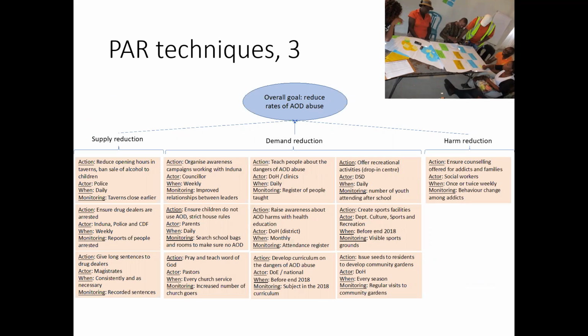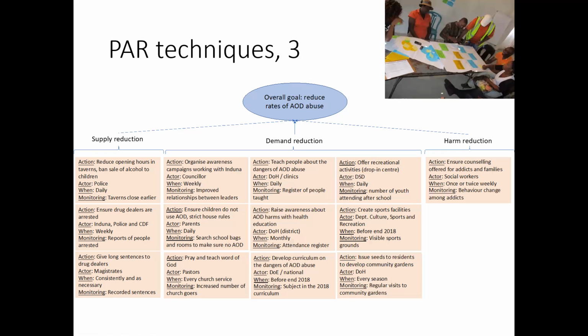the identified problem, alcohol and drug abuse, and the overall goal is to reduce the rate of alcohol and drug abuse. So the plan here is that an action was nominated. The name of the action here is to reduce opening hours in taverns and ban the sale of alcohol to children. And the actor that was nominated is the police. And then we also have when to do this. It was mentioned that it will be done daily.